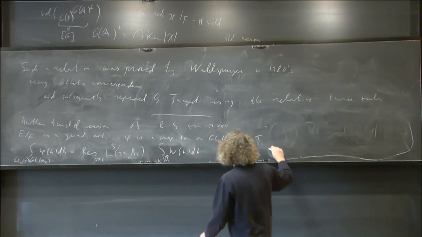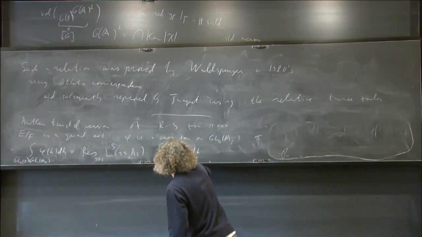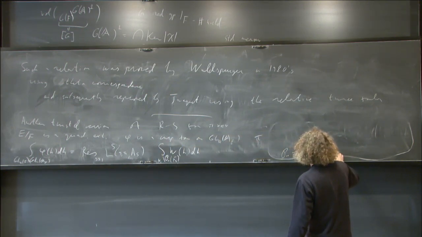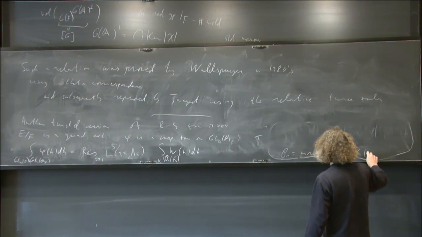So P_m is the mirabolic of F_s, the mirabolic subgroup of GL_n(F), just like before.